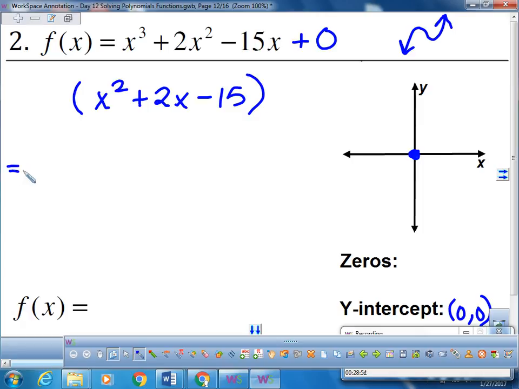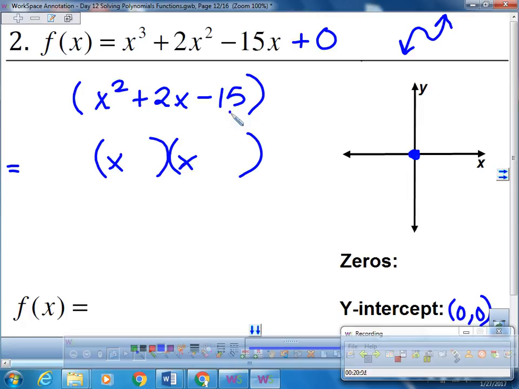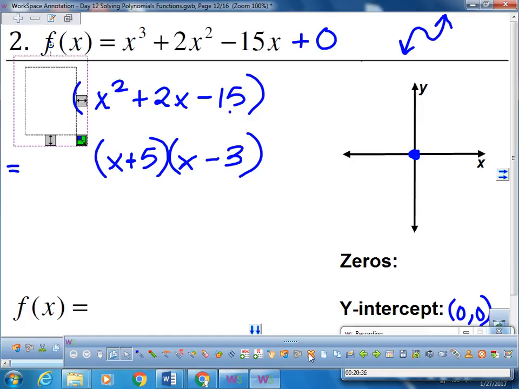Okay, that's enough time. Help me, Essence. x and x. What two numbers, when I multiply, I get negative 15? 5 and 3. And which one needs to be negative? If I have a negative 5, I have more negatives than positives, right? That's not going to make it a positive. Negative 3. There you go. Good job. And we originally had an x out here. So I'm completely factored.